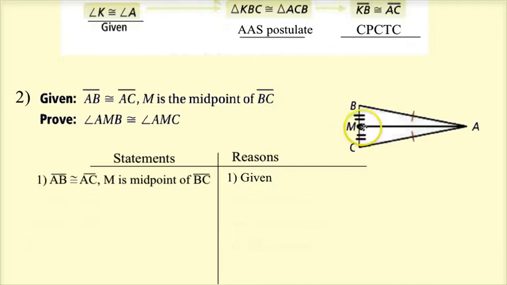Now we already marked our diagram. If you haven't, you can do that now. M was the midpoint. I like to put a big dot right there, so I know it's the point in the middle, and it cuts that BC in half. I already marked those two sides were congruent to each other, but now I'm going to write that as a step. So MB is congruent to MC.